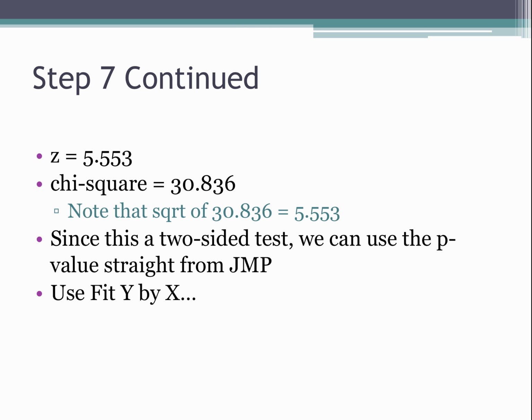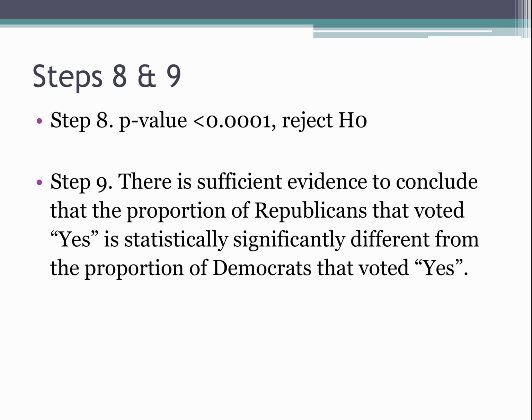Just note that the square root of a chi-square of 30.836 is actually 5.553, which is the same as the z-score. In the 2x2 situation, the chi-square will give you the same results as a z-score. And in fact, moving forward in 2x2 situations, you should report a chi-square test. Since this is a two-sided test, we can use the p-value straight from JMP. You would use Fit Y by X in this case, with the party line as the X and the outcome vote as the Y. Step 8, we'd get our p-value of less than 0.0001, or reject H0.